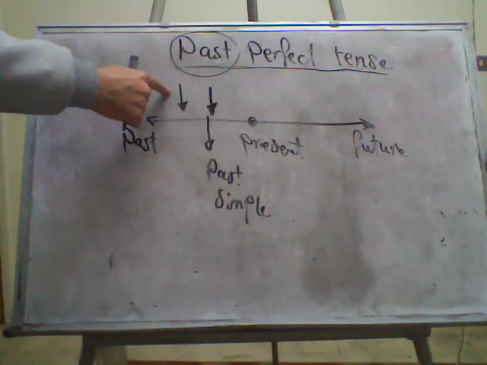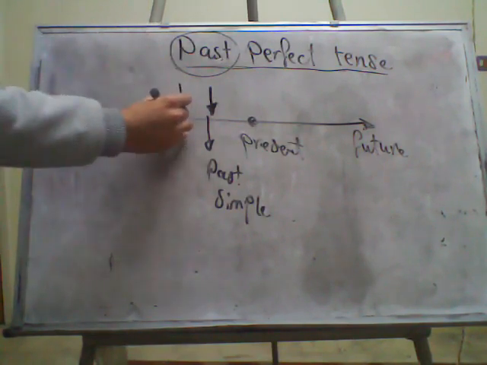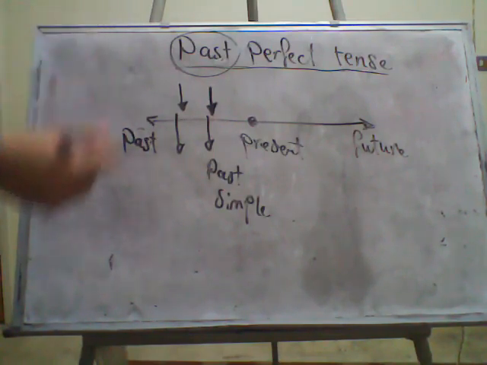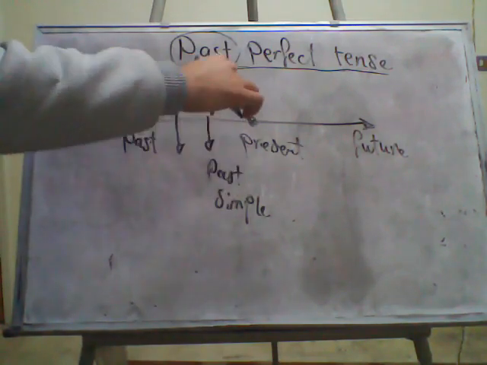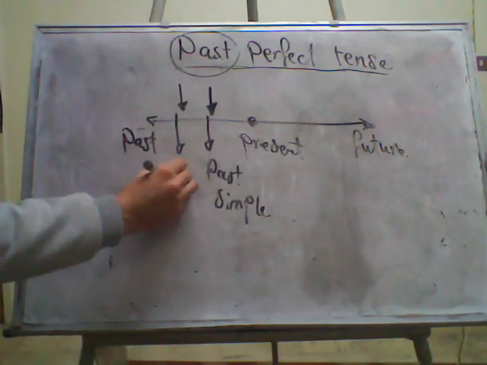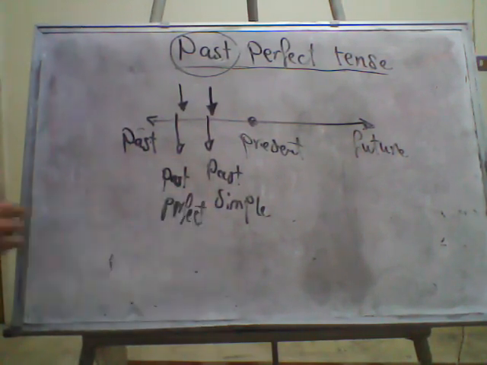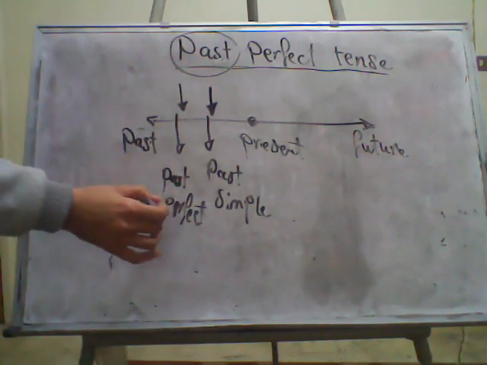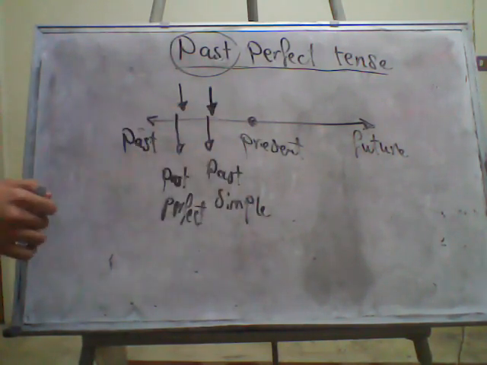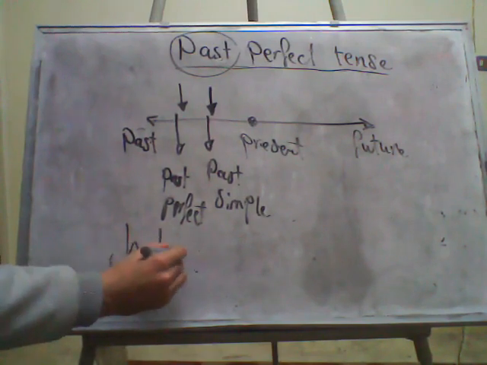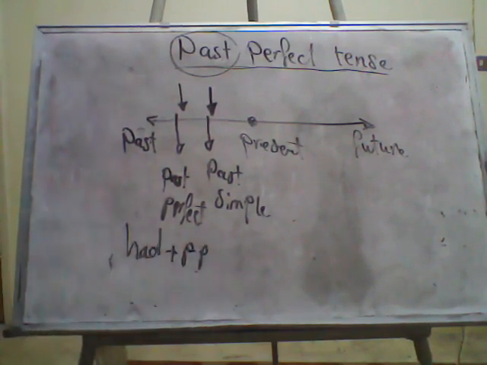Here the past perfect. The first action happened also in the past, but before another action in the past. This is past perfect. Okay? So we call this one the first action, and we call this one the second action. Now let's move to the form. The form of past perfect is had plus past participle.